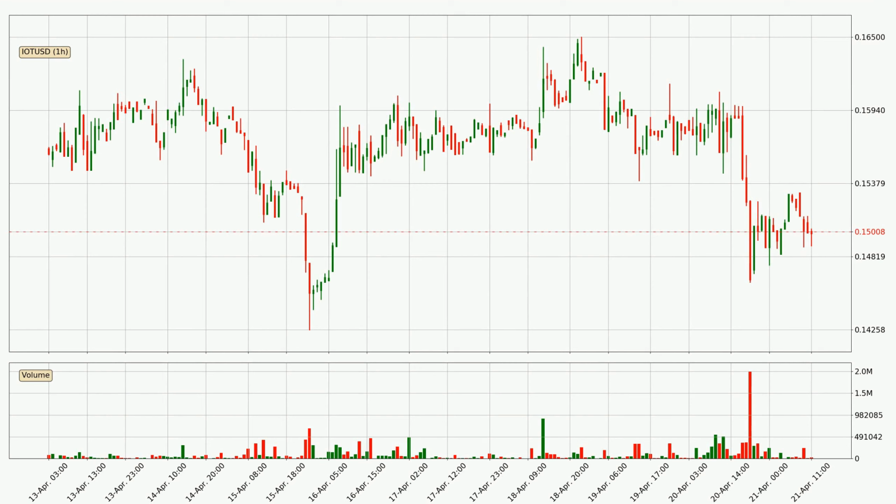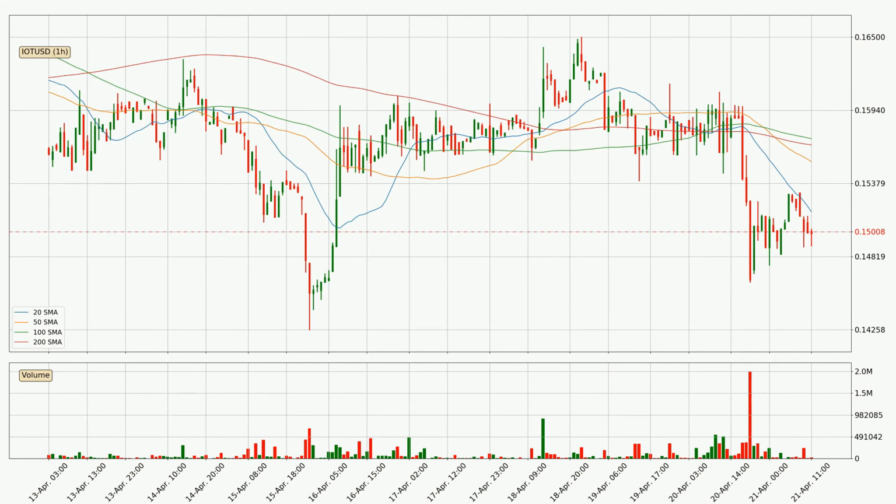Taking a look at the hourly time frame for IOTA, it can be seen that the price went down around 3.9% in the last 24 hours, with a current price of 15.0 cents. The fact that the sellers are taking over can be deduced because the volume was high and the move was strong. Moving to the hourly simple moving averages, the price has crossed the 20 SMA downwards, but it's not a very strong signal since the volume hasn't been very high.